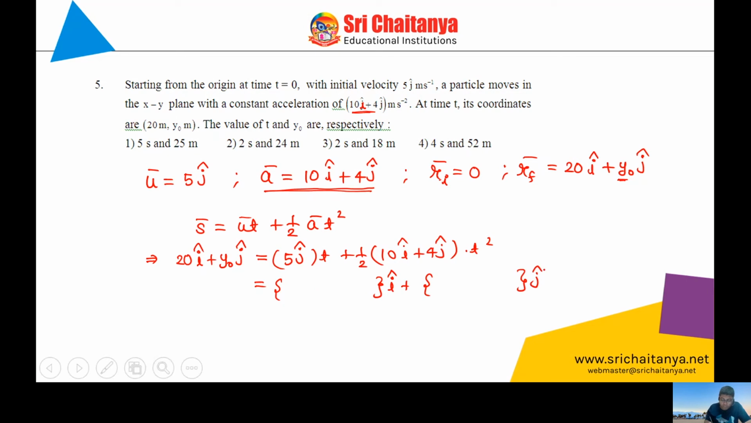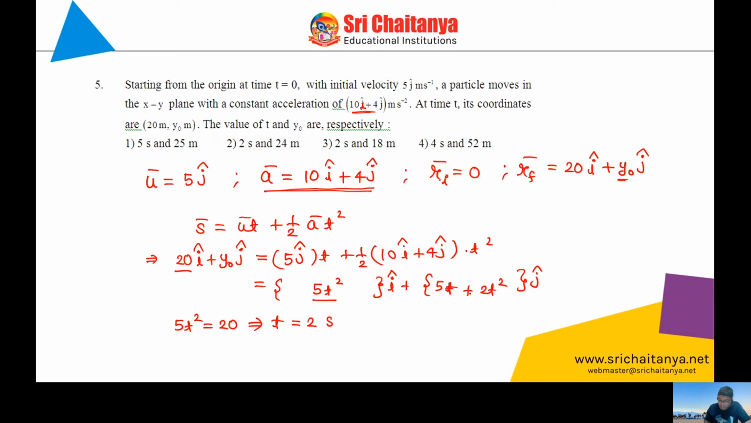So when you do that calculation, this term you will get as 5t square, and this term you will get as 5t plus 2t square. Okay, so now the only thing we are left with is the comparison. Obviously the coefficient of i cap on the left hand side and right hand side must be equal. So 5t square must be equal to 20. So 5t square is equal to 20. When we solve for t, we get it as 2, or you can say 2 seconds.